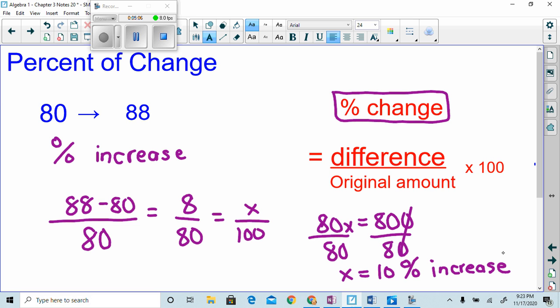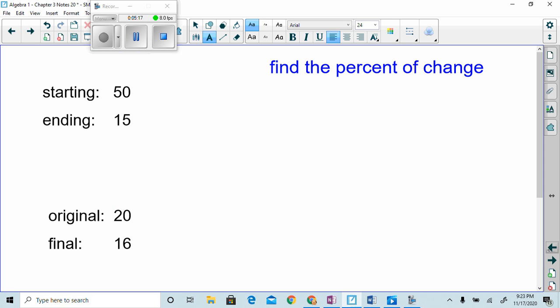Percent change. You went from one thing to another. You started with one amount, ended at another. You'll use the words to, from, or original, or final. All of those words will be used. So let's try one or two more. You're starting at 50 and ending at 15. So that means that this is going to be a percent decrease.